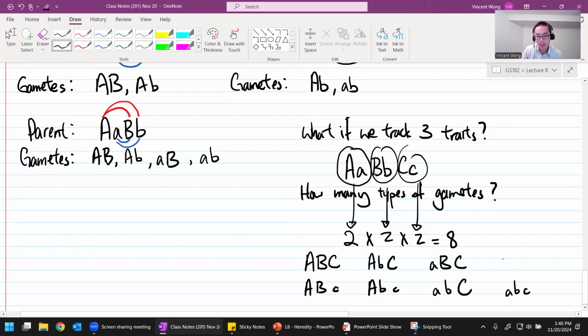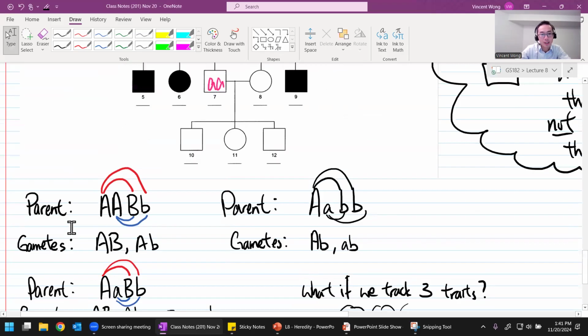And I am missing one, and my brain is not really working. Oh, this one. There we go. Okay, so 8 different combinations. Okay, let's backtrack a little bit here.